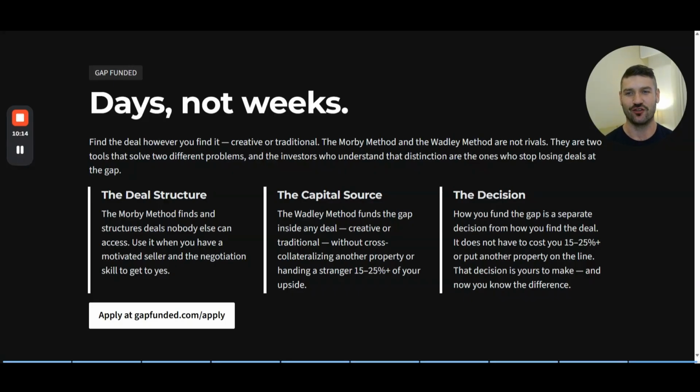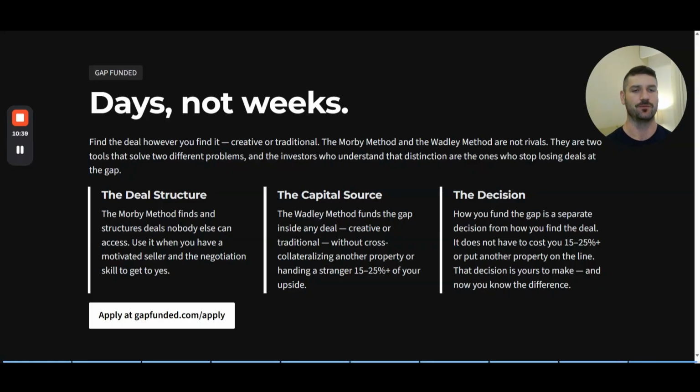The deal structure. The Morby method finds and structures deals nobody else can access. Use it when you have a motivated seller and negotiation skill to get a yes. The capital source. The Wadley method funds the gap inside any deal, creative or traditional, without cross-collateralization on another property or handing a stranger 15 to 25% of your upside. Really, that's not the problem. It's getting a stranger to trust you to get the deal done.